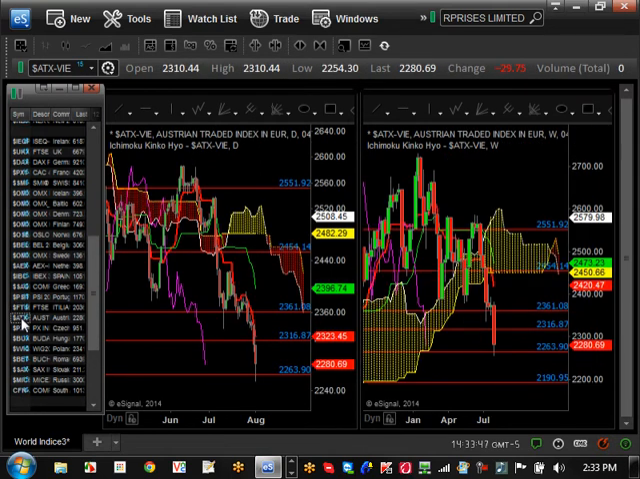Austria, really nothing going on here. It's trying to establish a bottom of the consolidation pattern. As you can see, all the supports we laid out. The next major one's going to be 2190. Resistance is going to be roughly around 2361.